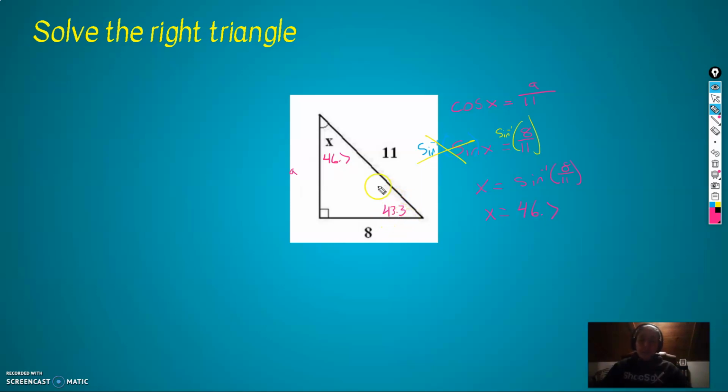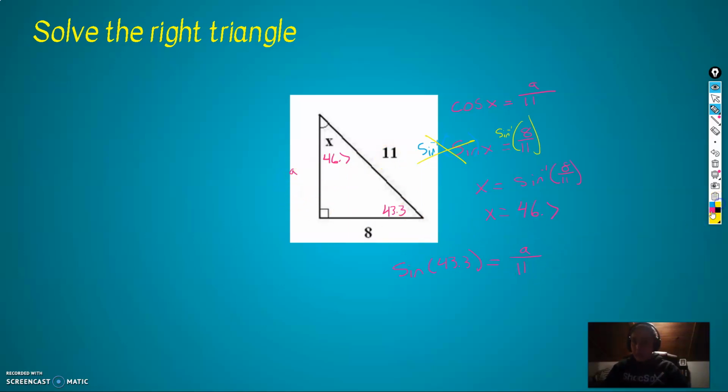Okay, so now the only thing on my triangle that's missing is this side here. Well, how could I find that side? I could use Pythagorean theorem, or I could use trig. Let's just keep using our trig function since that's what we're here for. Let's use this angle here, and A would be opposite. So sine of 43.3 is equal to my opposite, which is A, over my hypotenuse, which is 11.